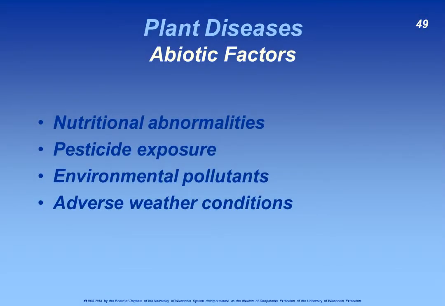We've finally finished talking about the different types of microorganisms that can cause plant diseases. Now what I'd like to talk about are abiotic factors. These are non-biological sorts of things that can adversely affect plant growth and development. I usually group abiotic factors into four major groups. These include nutritional abnormalities, pesticide exposures, environmental pollutants, and adverse weather conditions.